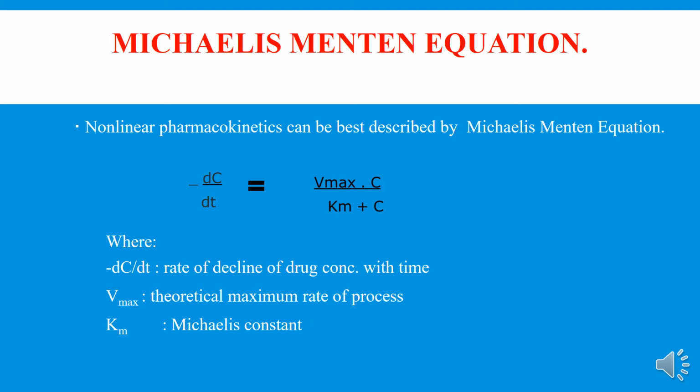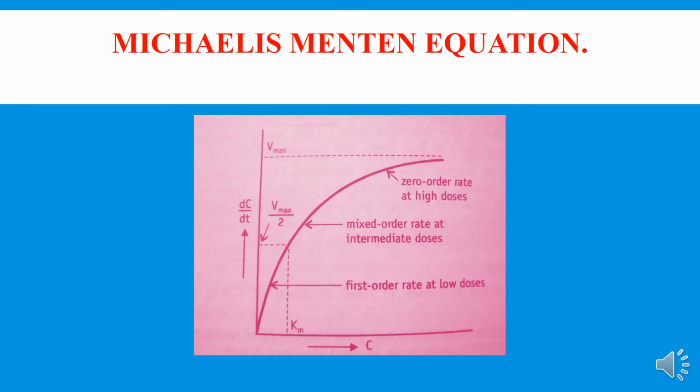So we have to express what dC/dt is. Here it is minus, so it is the rate of decline of the drug concentration with respect to time, where Vmax is the theoretical maximum rate of the process and Km is the Michaelis constant. Depending upon the values of Km and C, we can tell three conditions. So this is the way of expressing the Michaelis-Menten equation. From this we can see the nonlinear pharmacokinetics.